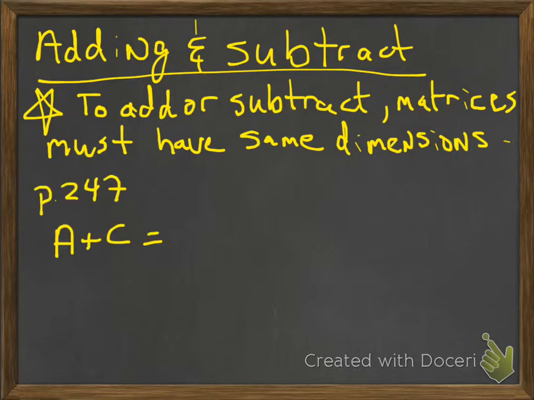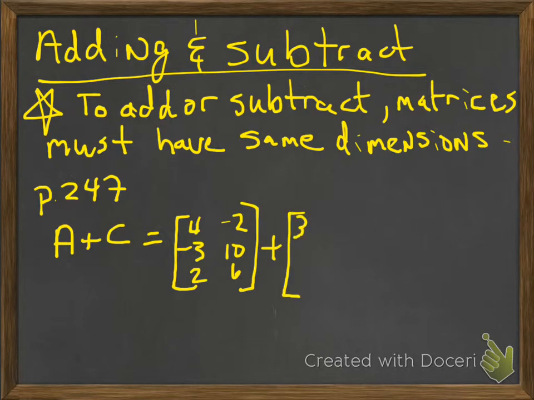Okay, on page 247, you're going to find, say, 4 matrices, A, B, C, and D. I could quickly say, looking at those, if the question says A plus C, then I should know that A is 4, -3, 2, -2, 10, 6, and I'm adding to it 3, 0, -5, 2, -9, and 14. In addition, all you're doing is adding the like positions.